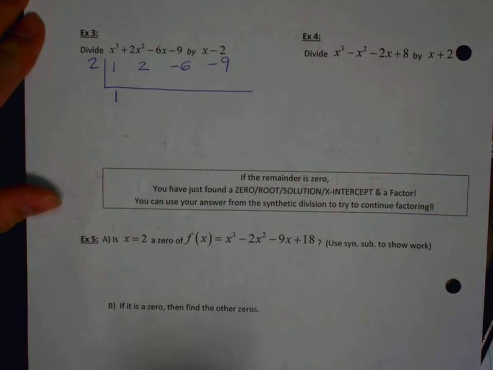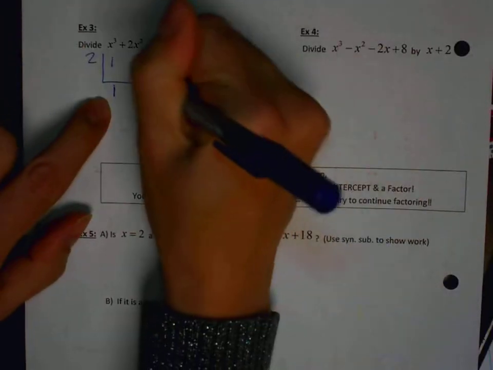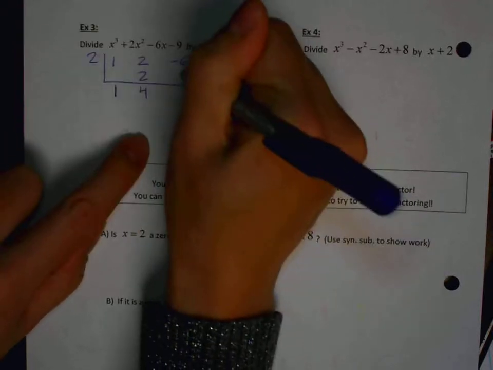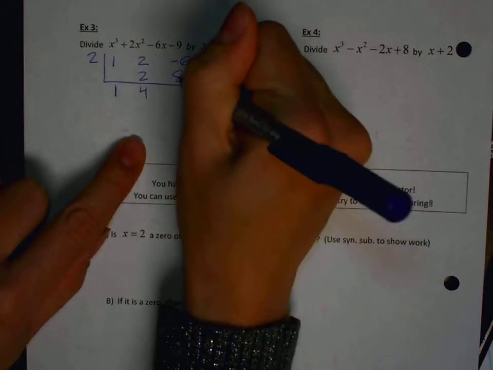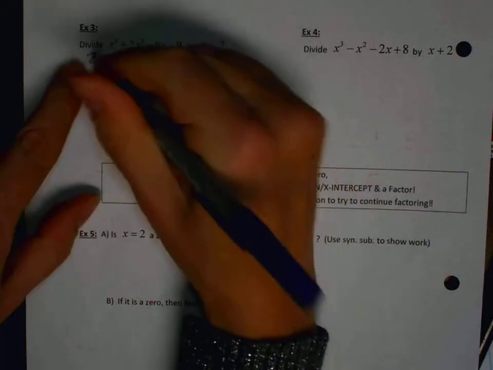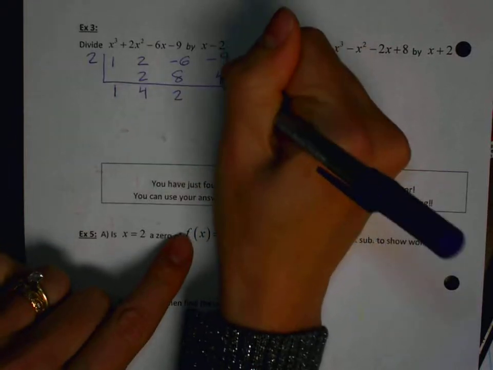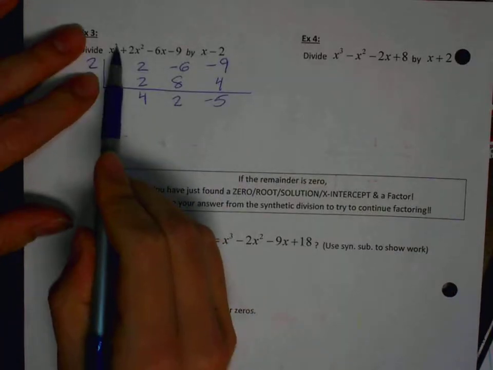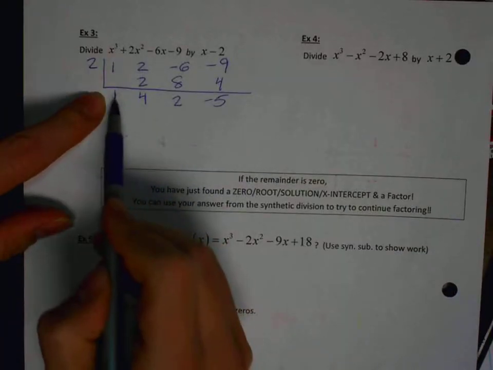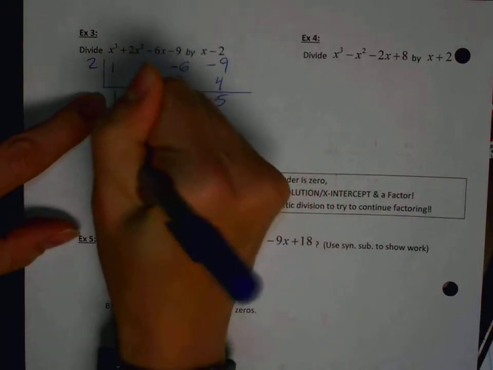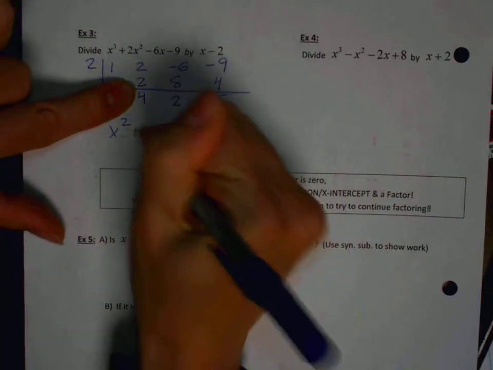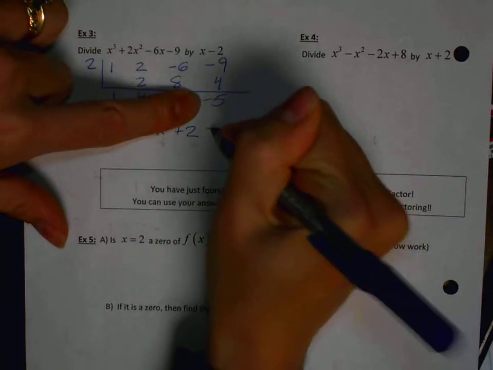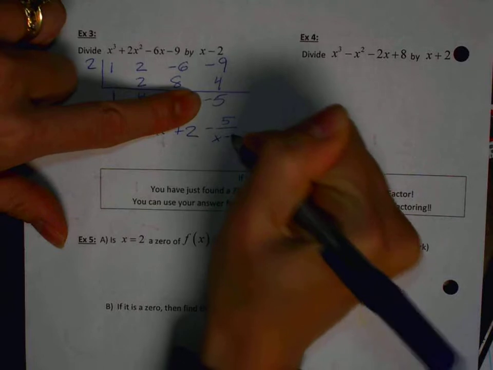The first coefficient automatically comes down. Then you start multiplying. 2 times 1 is 2. 2 plus 2 is 4. 4 times 2 is 8. Negative 6 plus 8 is 2. 2 times 2 is 4. Negative 9 and 4 is negative 5. Reduce your exponent by 1. So if I start with x to the 3rd, this coefficient is for x squared. So x squared plus 4x plus 2, and there's my remainder, minus 5 over x minus 2.